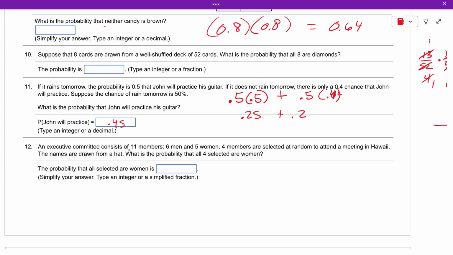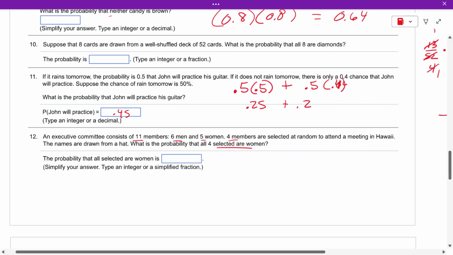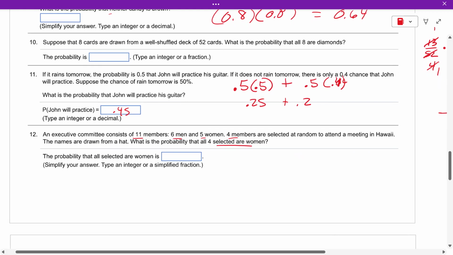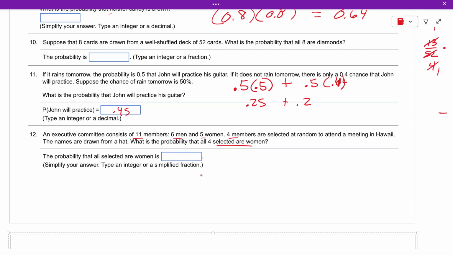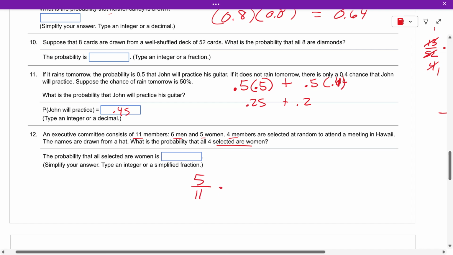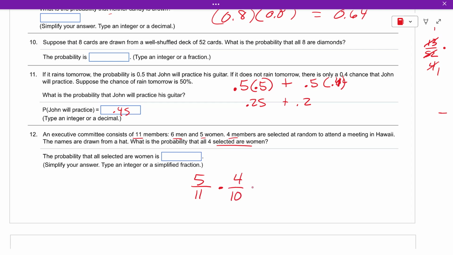Okay. An executive committee consists of 11 members, 6 men, 5 women. 4 members are selected at random to attend a meeting in Hawaii. The names are drawn from a hat. What's the probability that all 4 are women? Okay. All right. So, the first chance of getting a woman is a 5 out of 11 chance. The second draw is a 4 out of 10, then a 3 out of 9, then a 2 out of 8.